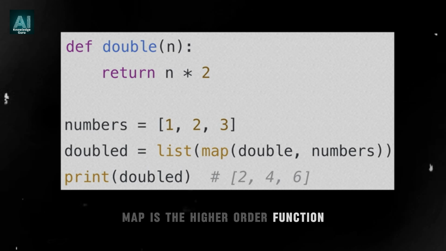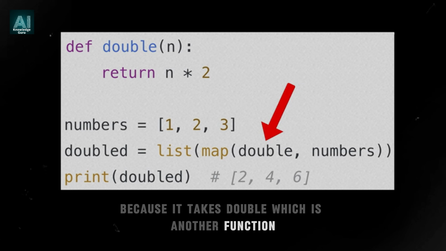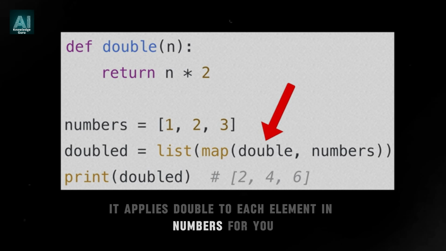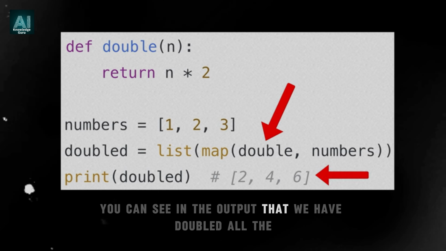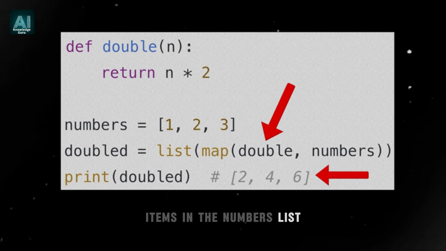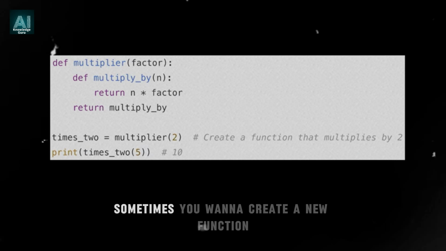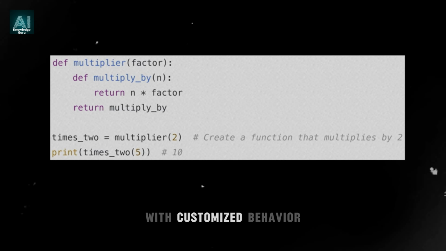Map is the higher order function because it takes double, which is another function, as its input. It applies double to each element in numbers for you. You can see in the output that we have doubled all the items in the numbers list. In example 2, we have a higher order function returning another function. Sometimes you want to create a new function with customized behavior.